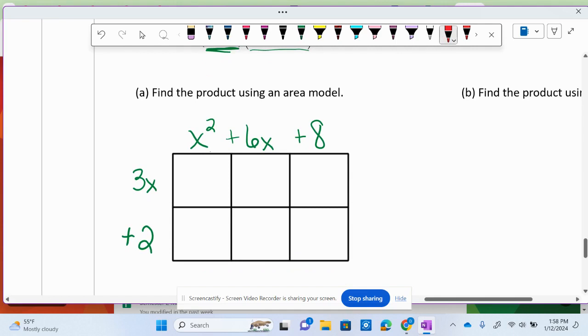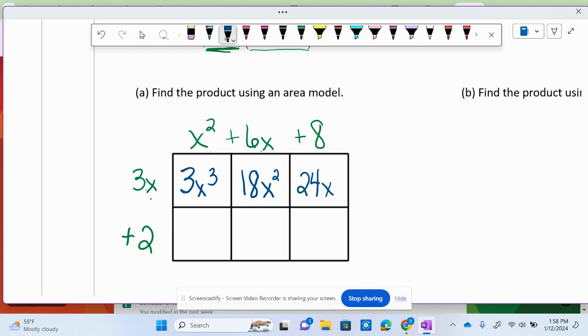3x times x squared is 3x cubed. Yeah, good job. 3x times 6x is 18x squared. Good job. 3x times 8 is 24x. Very good. 2 times x squared is 2x squared. 2 times 6x is, it's not x squared, just 12x.